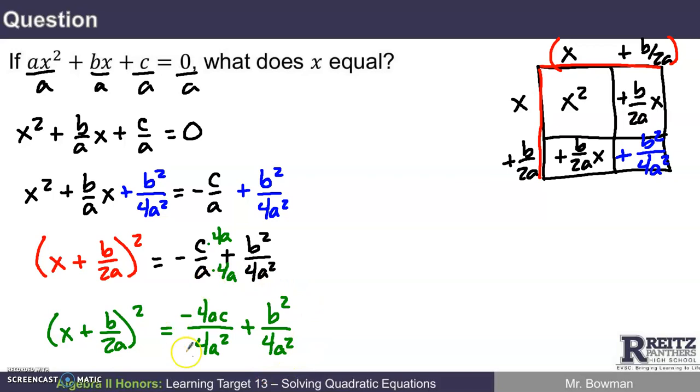I still don't have this as one fraction, but I could easily make it such because they have the same denominator. And when two fractions have the same denominator, you can add them together by adding their numerators. So let's do that. Let's write x plus b over 2a, the whole quantity squared, equals, you know, this is one fraction all over 4a squared. Just because I kind of like not having a negative term first, I'm going to write this term first, b squared minus 4ac.